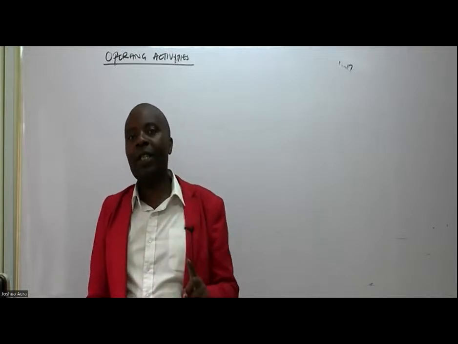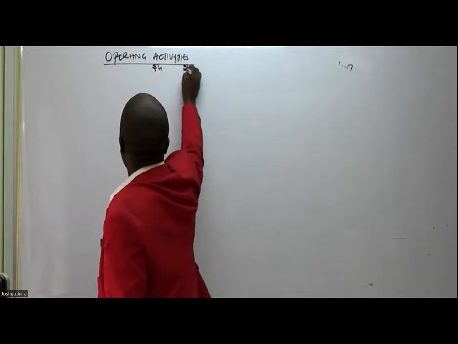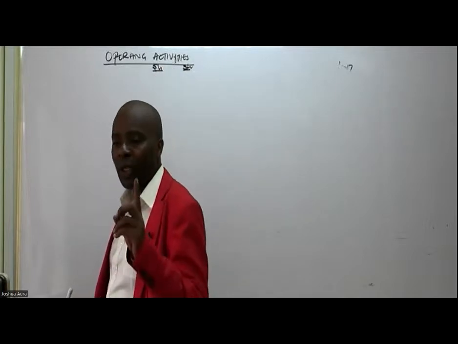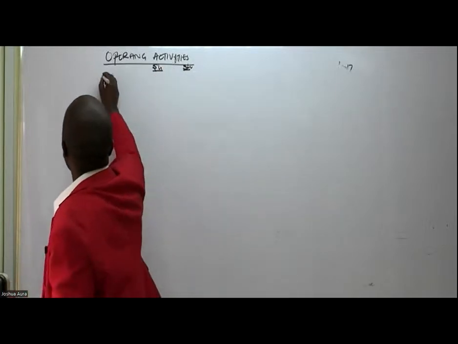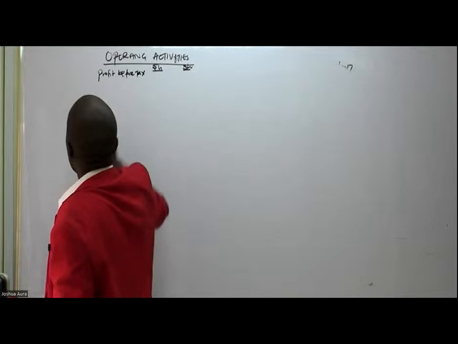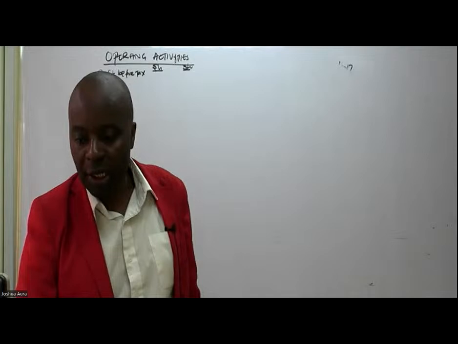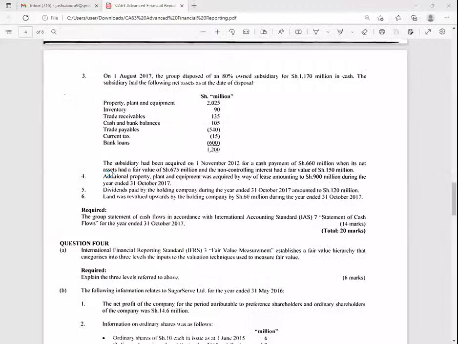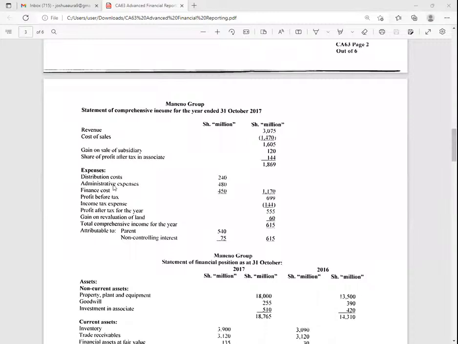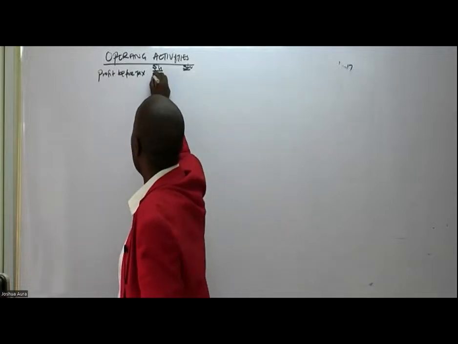However, IAS 7 tells us that we need to start with profit before tax. Always you start with profit before taxation. Go to your income statement, look for profit before tax. Profit before tax is 699. This is what you begin with.